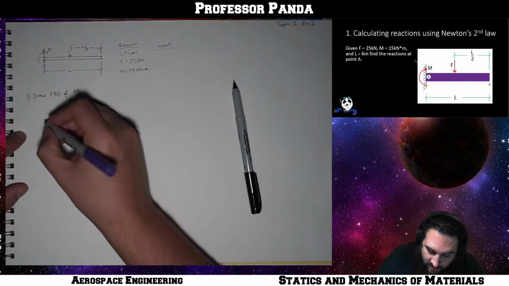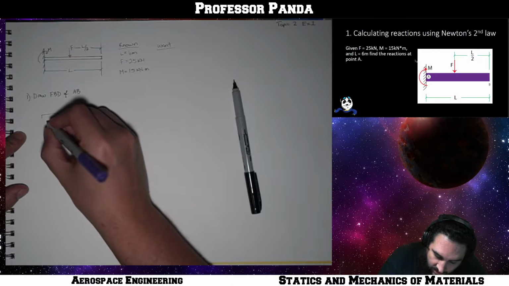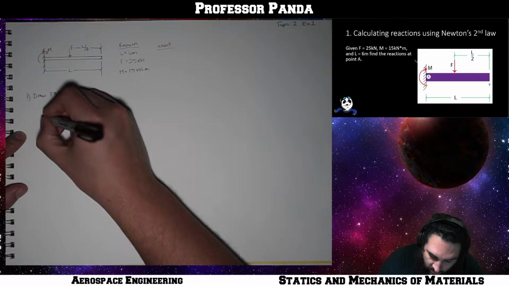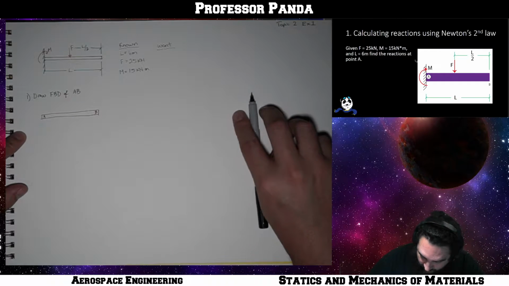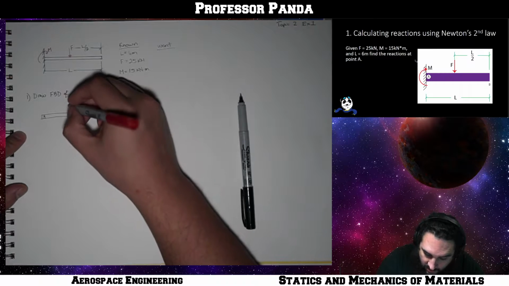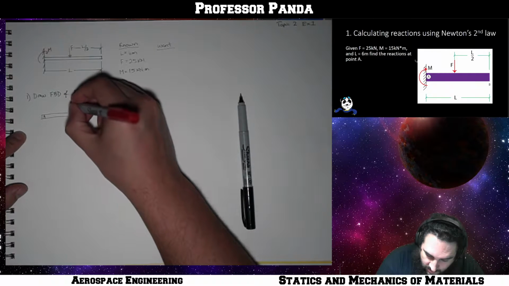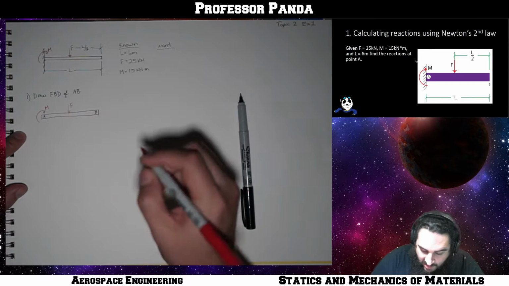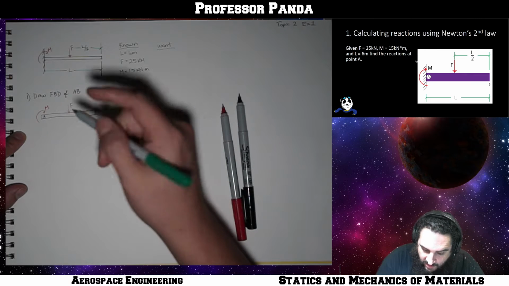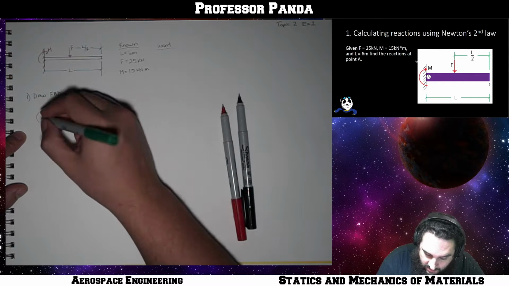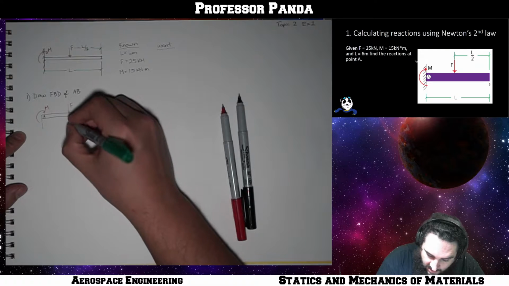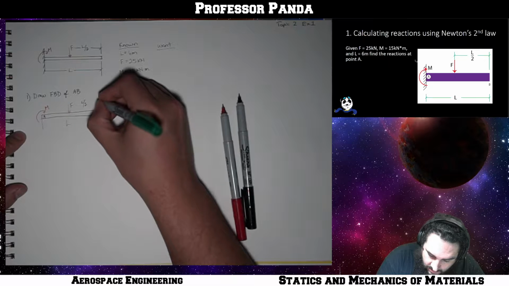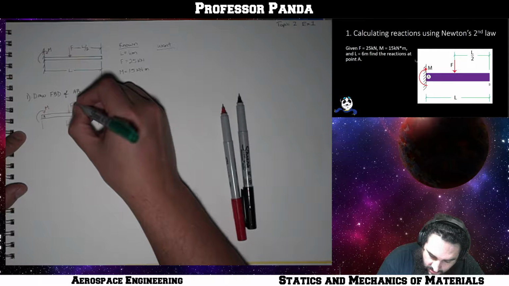So that means we have 3 different parts. We have the actual body itself. We're going to label that A and B. We have a concentrated load here, labeled F. We have a concentrated moment, labeled M. And then I have a couple of distances here to copy down. Okay, so here we go.